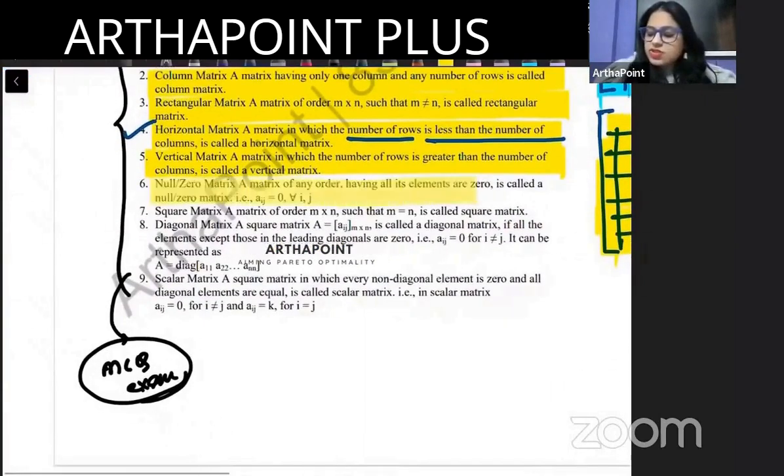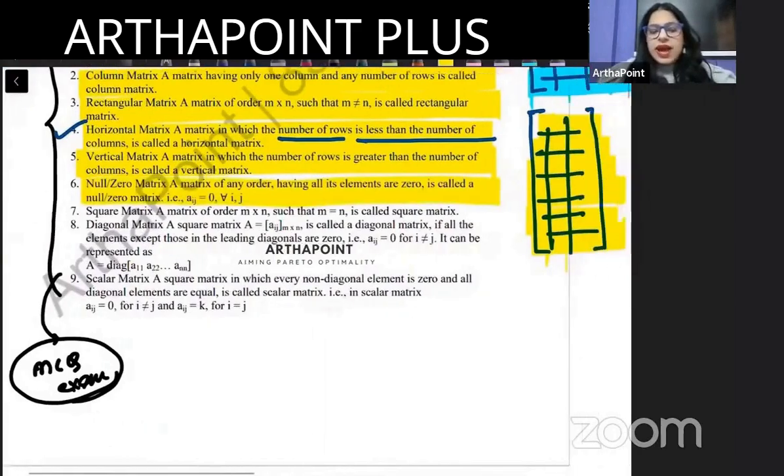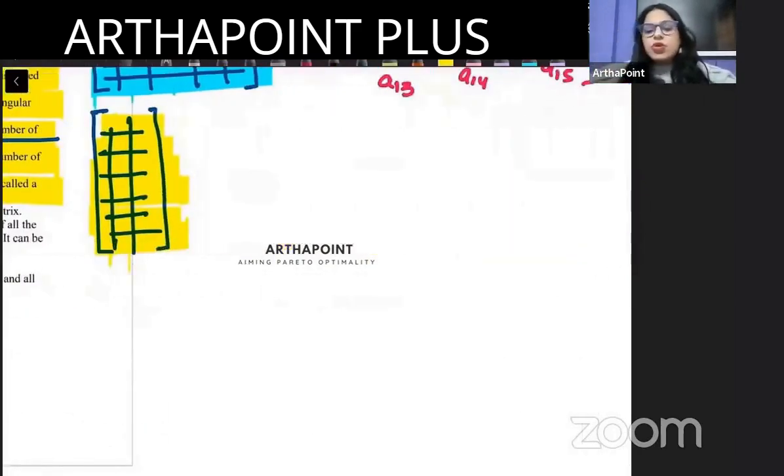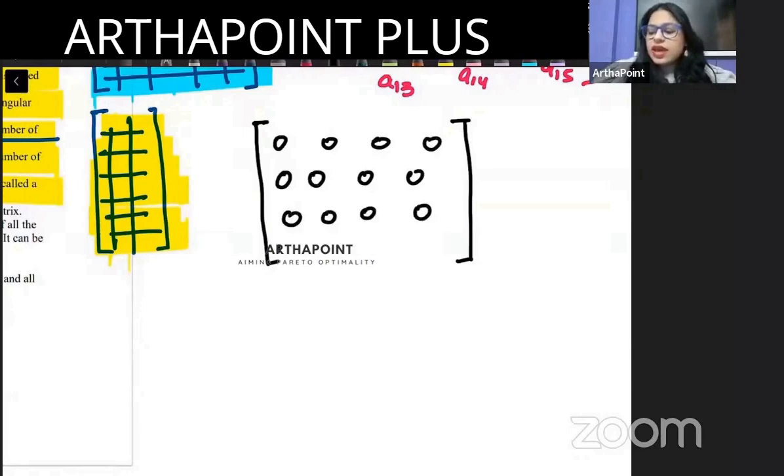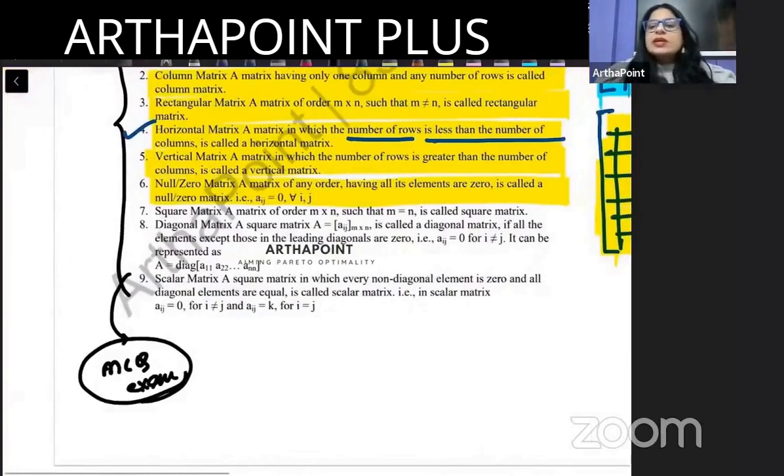Then we have something which is known as a null matrix. As the word suggests, null का मतलब हो गया zero. So a null matrix is any matrix in which all elements of my matrix are zero. एक भी positive या negative element नहीं होता है. Every element of the matrix is zero. Then I can say that it is a null matrix. उसको हम null matrix बोल सकते हैं.